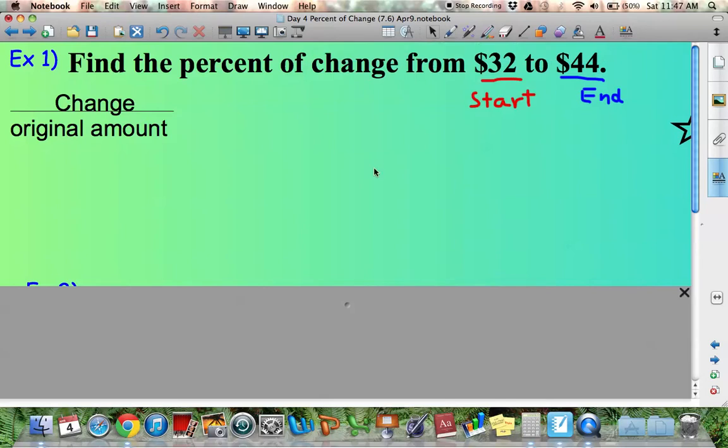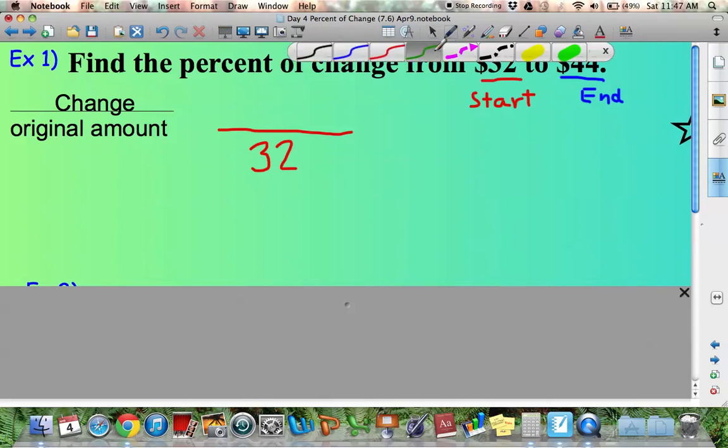So if we're following our formula, we're looking first to be putting the change on top, and then the original amount on the bottom. Well, we don't have to do any math to fill in this bottom part because the original amount is how much we're starting with. So I'm just going to write down 32 in the bottom of my fraction right away. So when we're looking to find the change, you have two options for this.